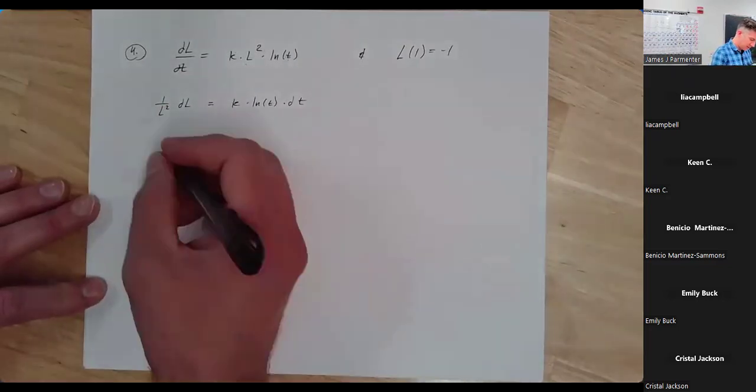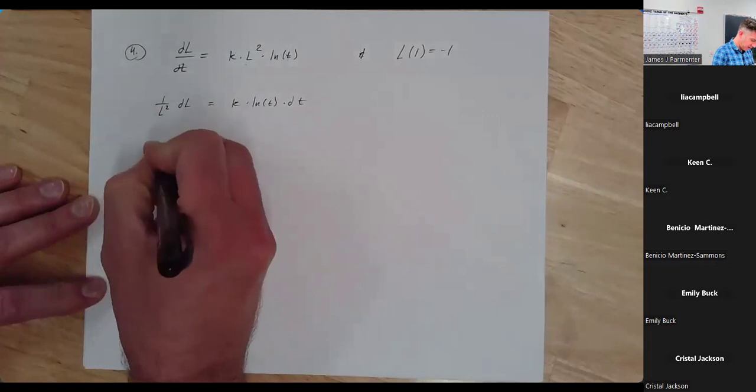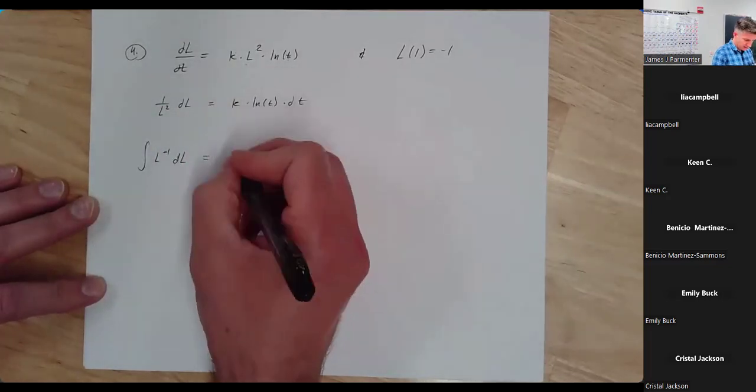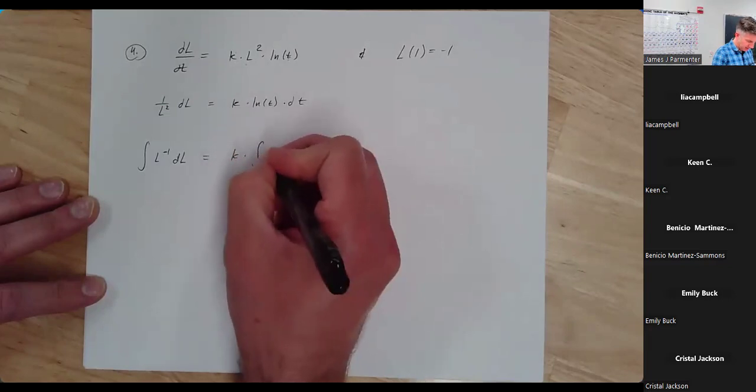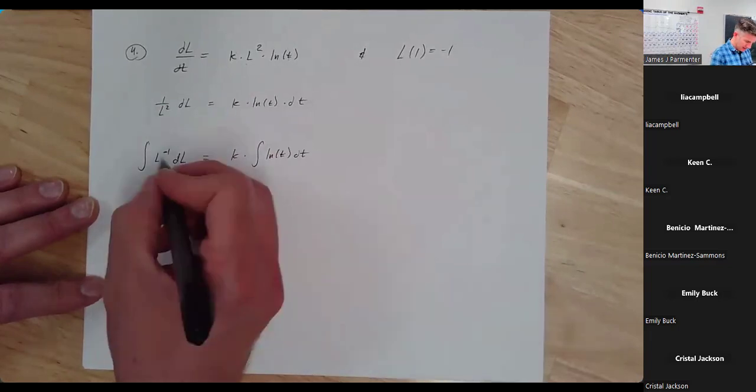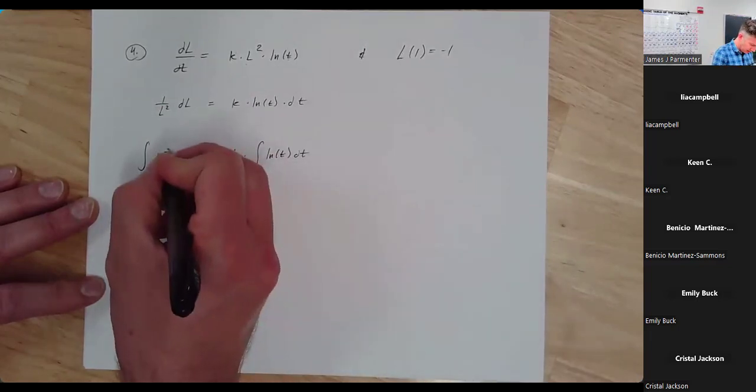Okay, so then we're going to integrate both sides. We have the integral of L to the -1 dL equal to, let's write this as k times the integral of the natural log of t dt. And that's an L to the -2, not L to the -1. Sorry about that.